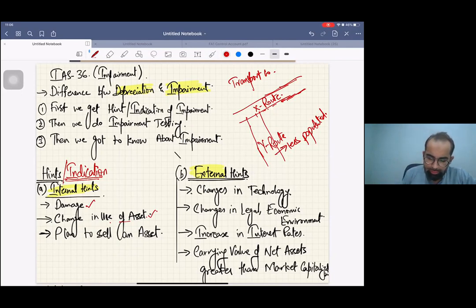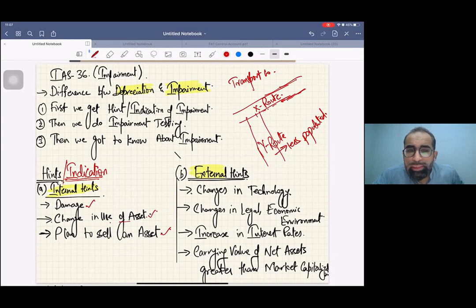Now the third hint. Plan to sell an asset. What is this? Soon after this IAS, we'll be doing IFRS 5, held for sale. You know, sometimes we take a decision to sell an asset. So whenever you take a decision to sell an asset, this is also a question mark on that asset, that what is the problem with that asset, that why you are saying that you want to sell it? That means there is some problem in this asset. Go and check it. There is something bad in that asset. That's why you are planning to sell it. That's why you don't want to keep it with you.